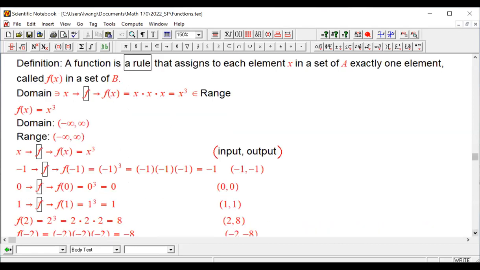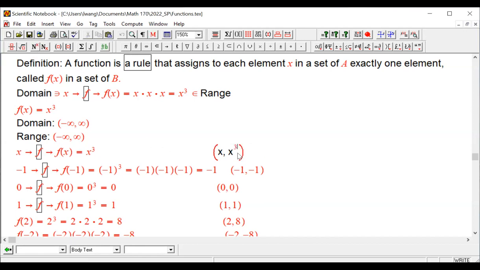Okay, so let's look at another function, x raised to the power 3. And the rule is clear. For each input, we take that input and multiply it by itself 3 times to make x raised to the power 3. So input and output: input is x, and output is x raised to the power 3. You can write it that way. Hey, why not? That's essentially what it is.